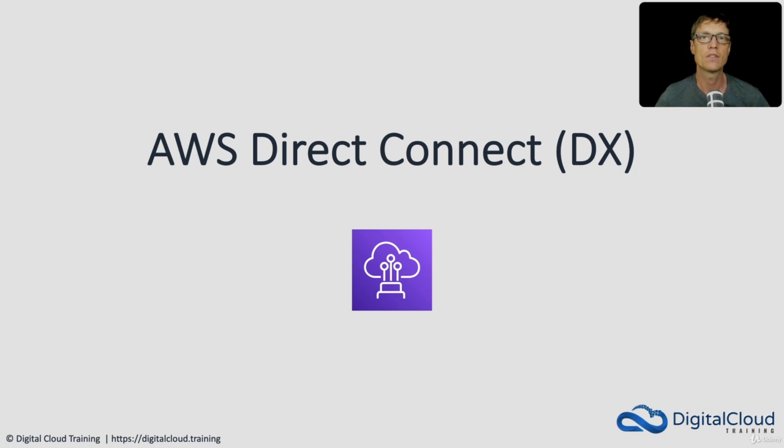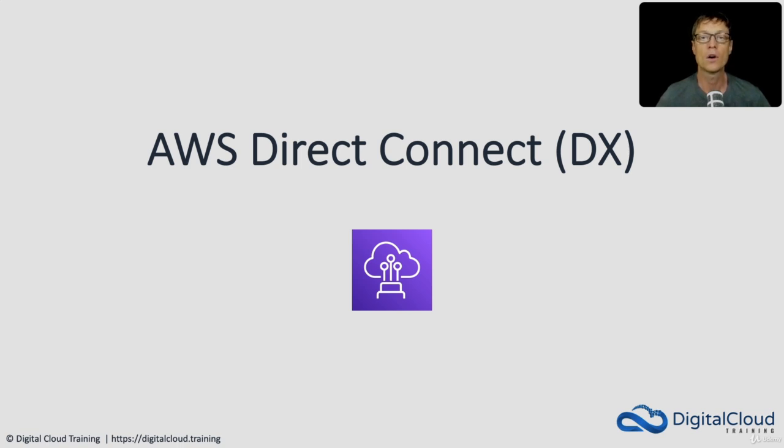AWS Direct Connect is a way that you can connect an on-premises data center or office location into AWS using a private connection. So in other words, we're not using the internet. We're actually using a private network link into AWS. And this can give us some significant advantages in terms of the bandwidth as well as the latency and ensuring that we have consistent network performance.